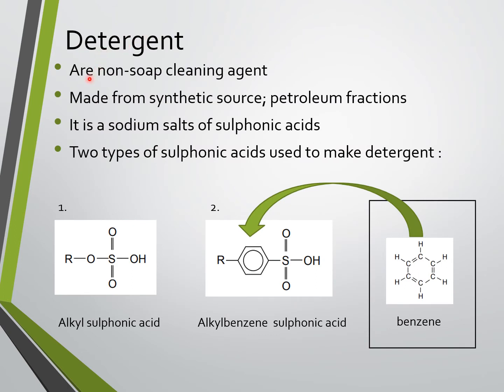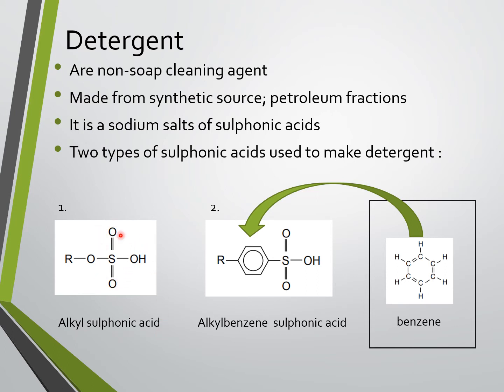Detergent is a non-soap cleaning agent made from the synthetic source of petroleum fraction. It is a sodium salt of sulfonic acid. Sulfonic, so the main element in the acid that we are going to state is sulfur. Here is the sulfur. There are two types of sulfonic acid used to make detergent. The first one is alkyl sulfonic acid.